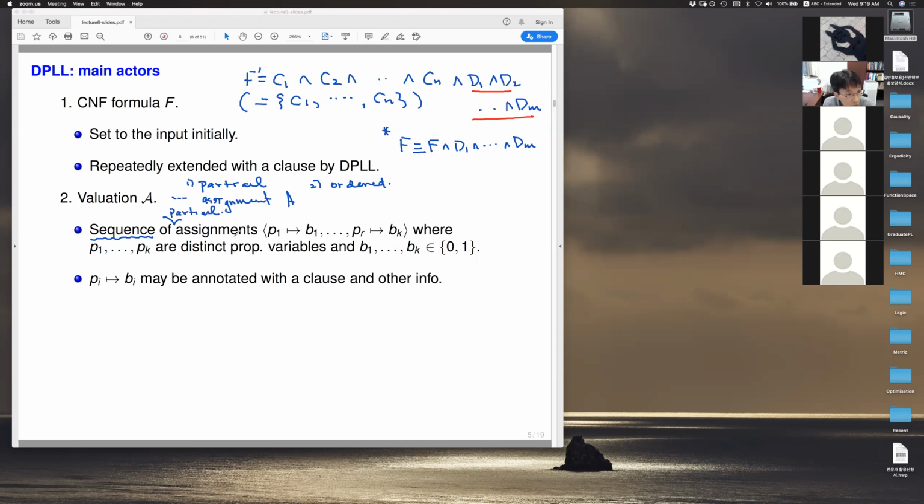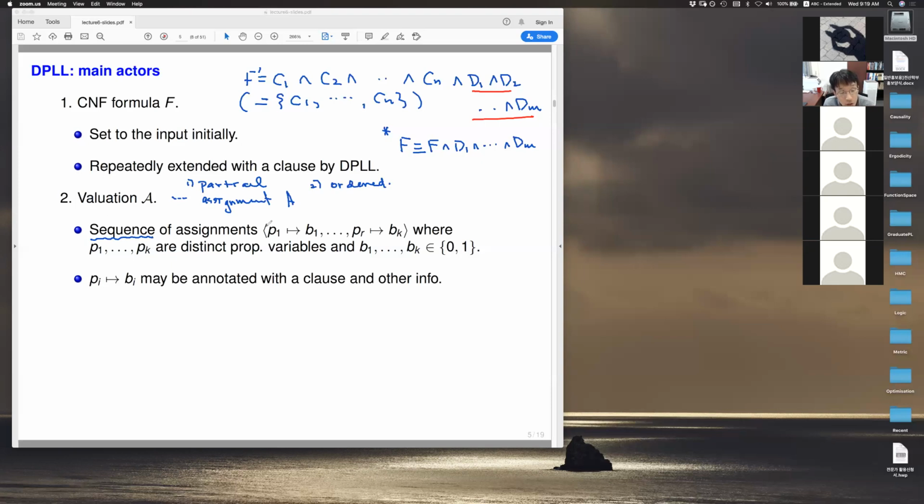So actually, the sequence of partial assignment doesn't make sense. So let me just get rid of this. It's a partial assignment, and then it's an order. Before, when we talked about assignment, I just said it's a map, so that we don't have any order, whether P1 is bound first or P2 is bound second. That kind of information doesn't exist.